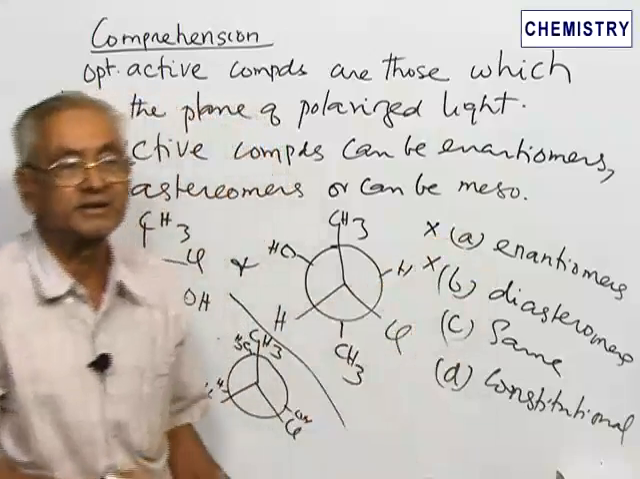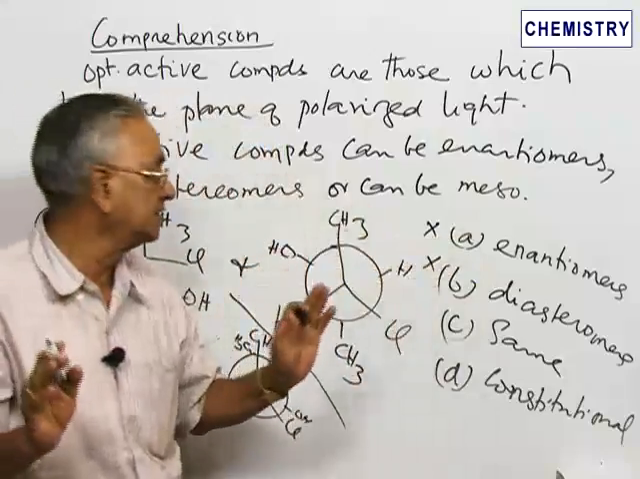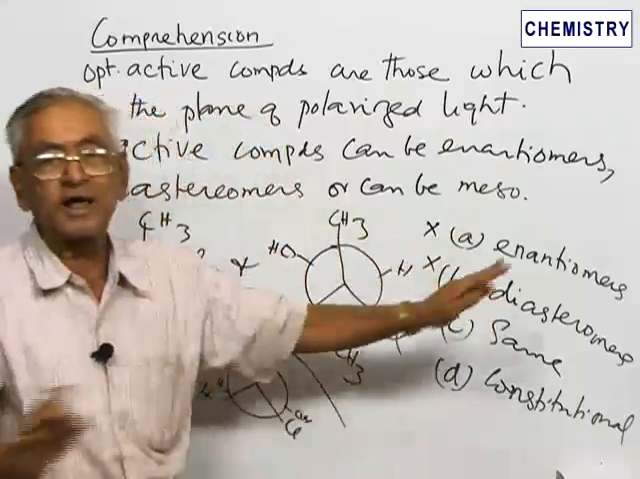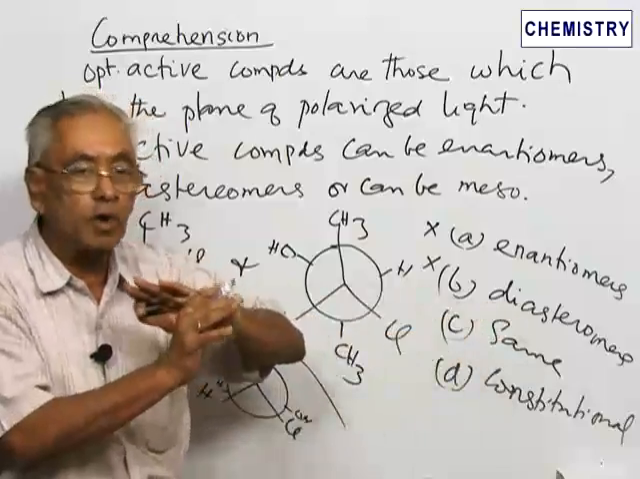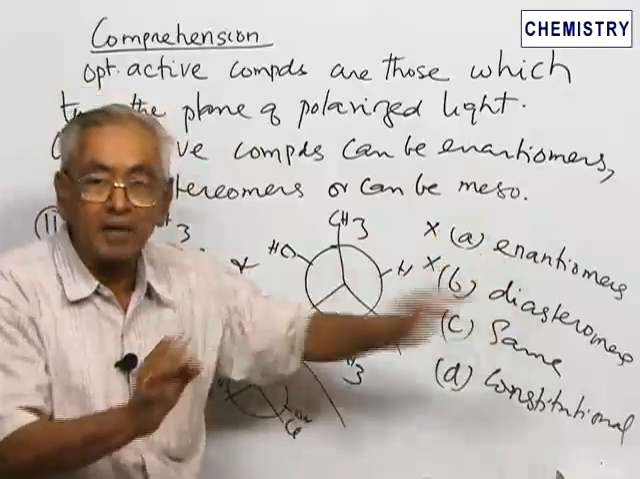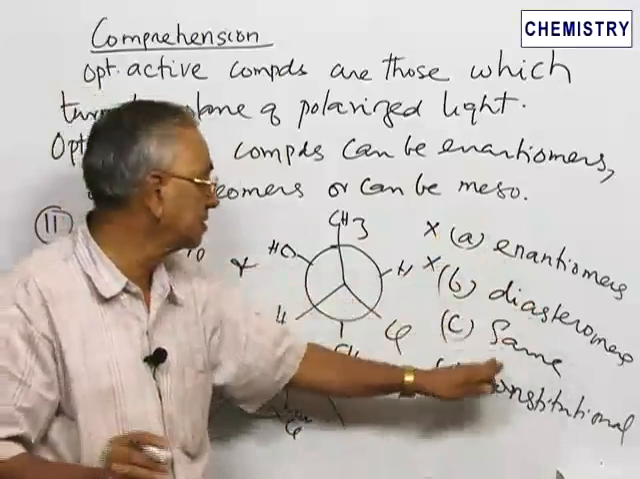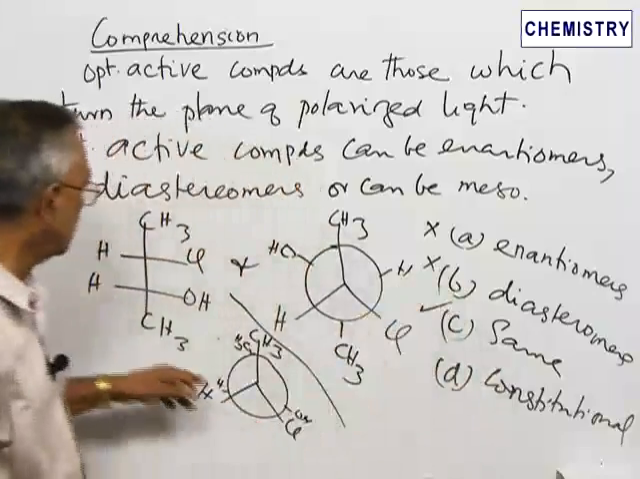What is the difference between enantiomers and diastereomers? Enantiomers are those which are object and mirror image. Diastereomers do not have an enantiomeric relationship, that is, they do not have an object and mirror image relationship. Stereoisomers that do not have an object and mirror image relationship are referred to as diastereomers, whereas this seems to be the correct choice.